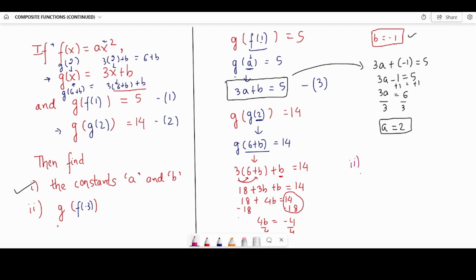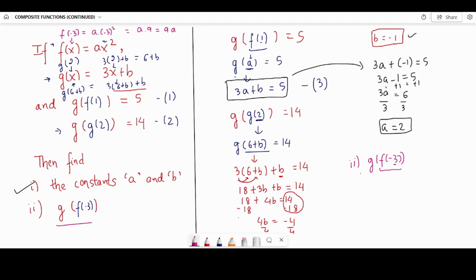So here we need to find the value of the composite function g of f of negative 3. Now here you can clearly see that the input is f of negative 3. So we need to find the value of this first of all. So to do that, all we need to do here is replace x with negative 3 everywhere. So then we will get f of negative 3 equals a times negative 3 squared. That will be equal to a times 9, because negative 3 squared is 9. So we can write it as 9a.